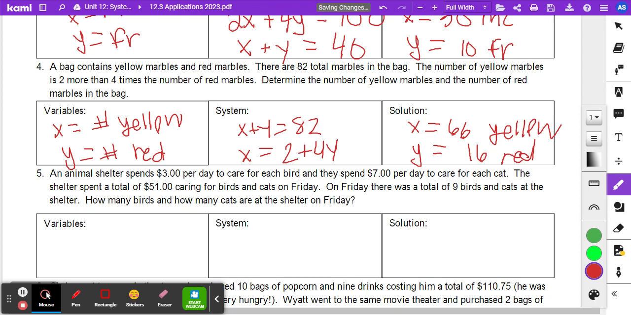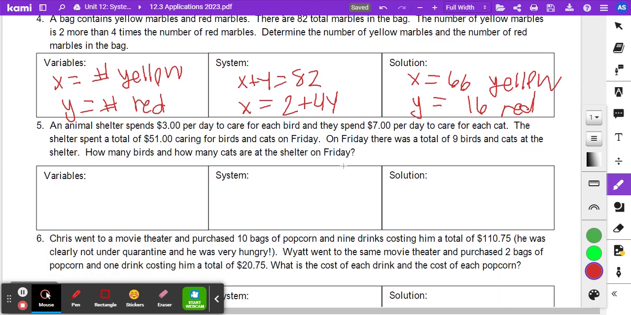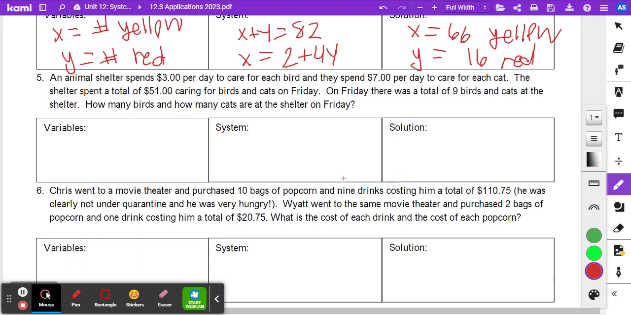Looking at number 5, an animal shelter spends $3 per day to care for each bird, and they spend $7 per day to care for each cat. The shelter spent a total of $51 caring for birds and cats on Friday. On Friday, there was a total of 9 birds and cats at the shelter. How many birds and how many cats are at the shelter on Friday?